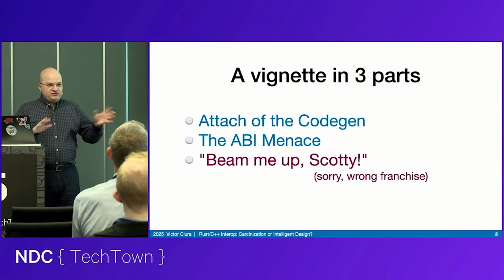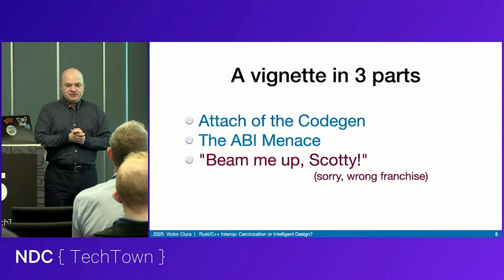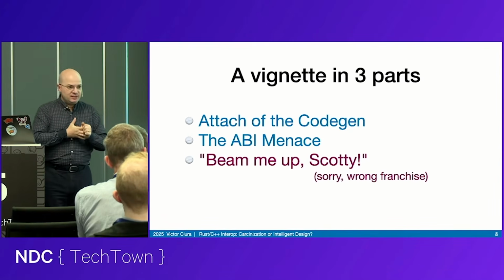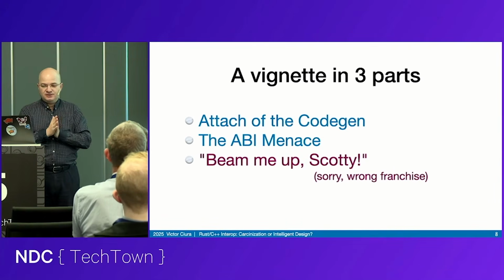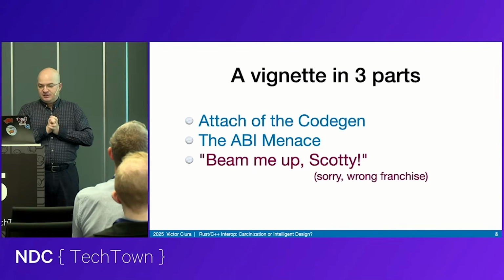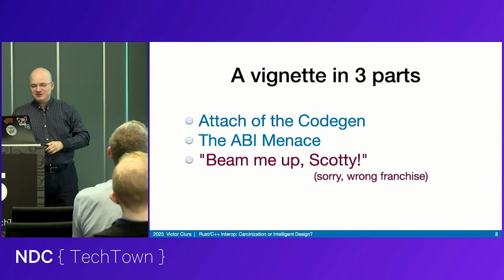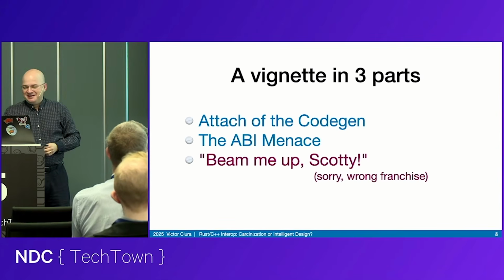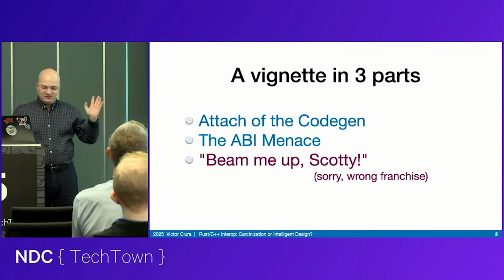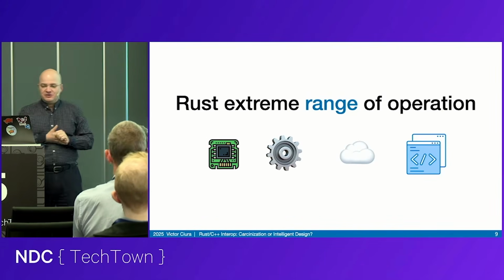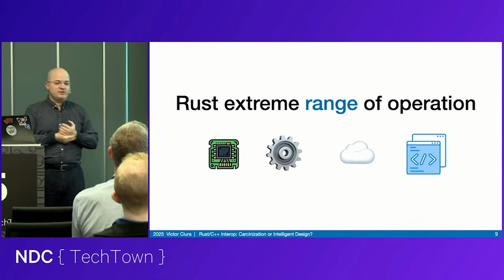It's going to be roughly a story in three parts: Attack of the CodeGen, the ABI Menace, and Beam Me Up Scotty. For all tastes, let's say. I don't want to split the room necessarily. I'm a Trekkie myself.